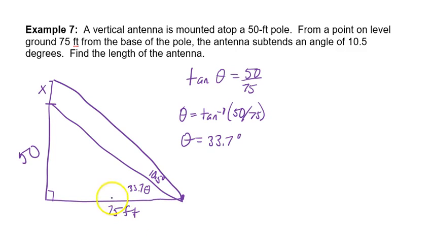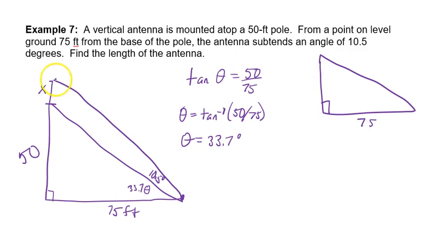So now I'm going to look at the whole thing. I even might want to draw another version of this over here, because I can look at the whole thing as a big triangle. This is still 75. The whole side would be 50 plus x. And the whole angle, when I put it together, is 44.2. So put that whole angle together, we get 44.2. Now I have tangent again.